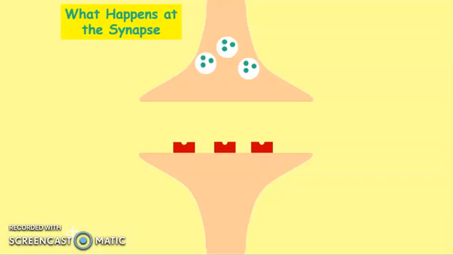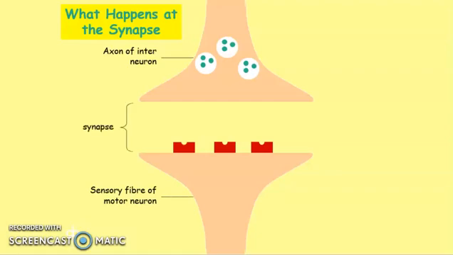There are gaps in between different nerve fibers in the nervous system, and these gaps are called synapses. So let's have a look at how electrical signals or nerve impulses are passed from nerve to nerve across the synapse. Firstly, there is an axon of an interneuron, for example, then the sensory fiber of a motor neuron. The gap in between the two is the synapse itself.